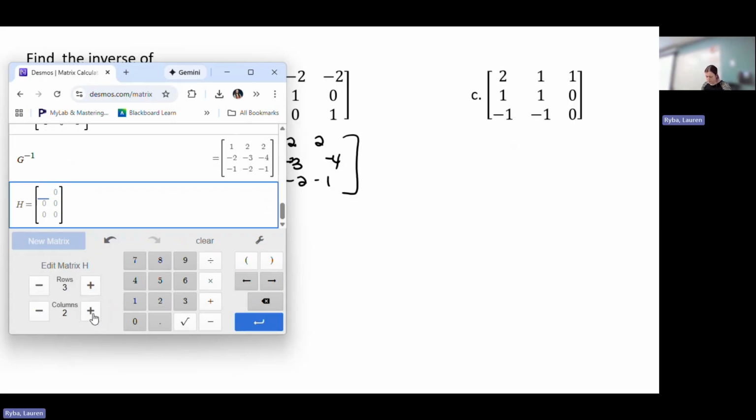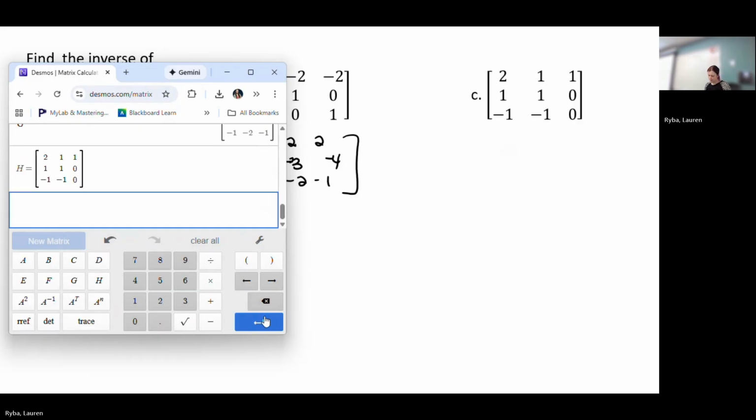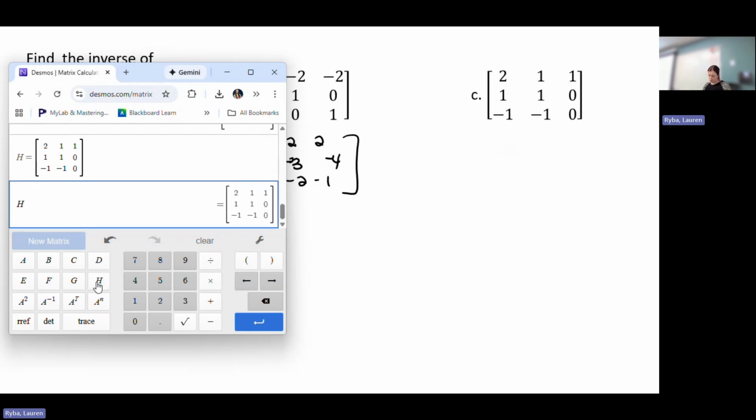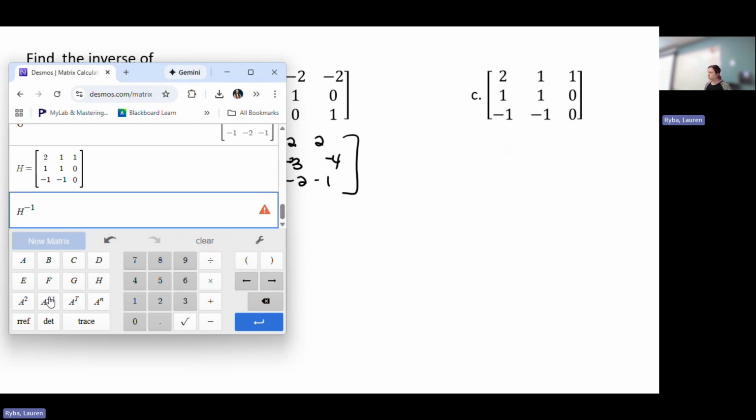All right. Last one here. 2, 1, 1, 1, 0, -1, -1, 0. I'm on matrix H. So H inverse. And it gives me this error. It says singular matrices do not have an inverse.